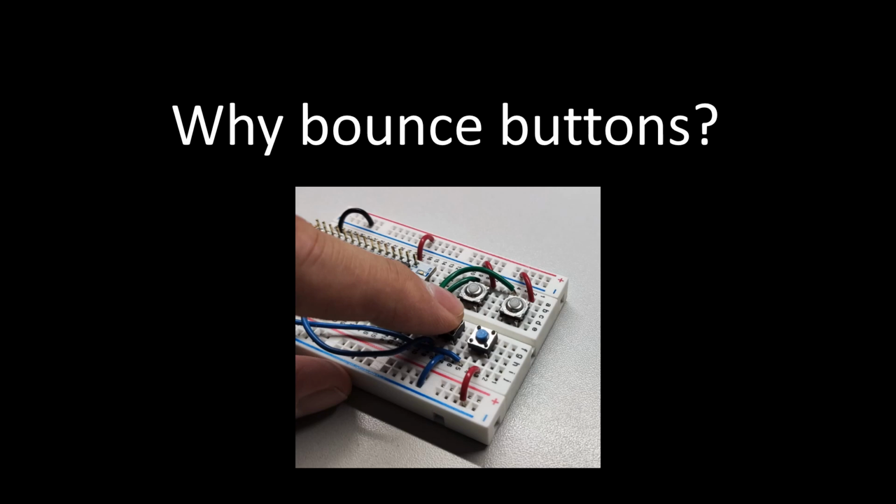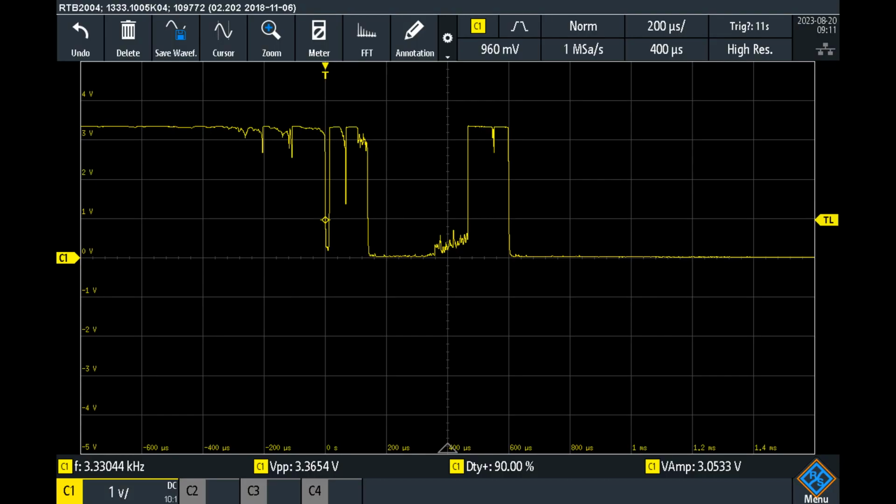When a push button is pressed, the contact bounces one or more times. This results in a short rebound that lasts a few milliseconds. This results in a sequence of low and high pulses as seen here on these oscilloscope images.